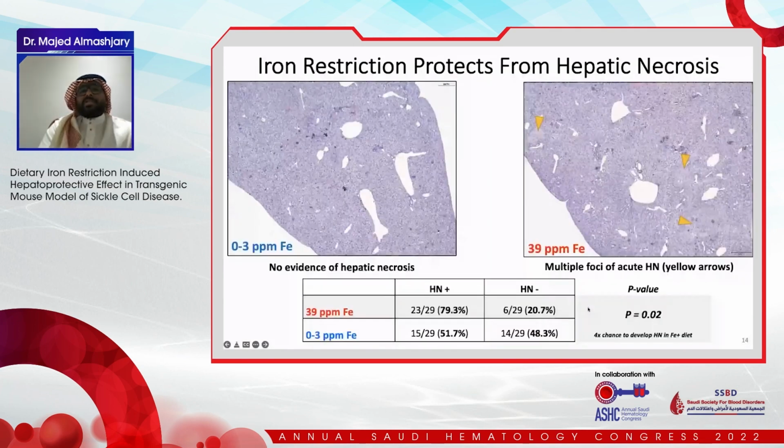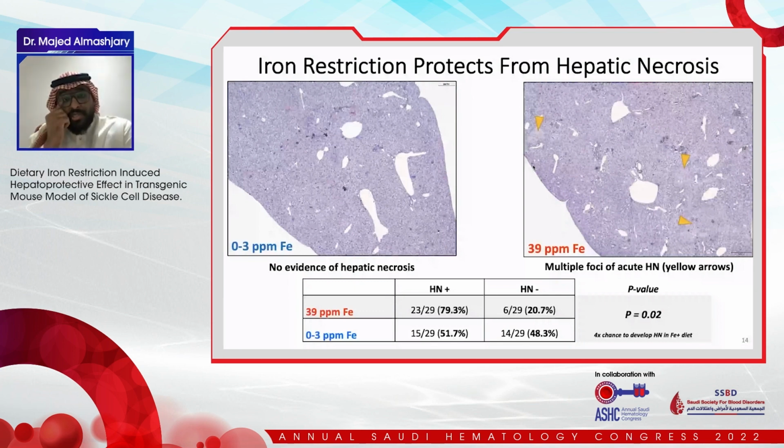One of the well-established features in this model, and also a known complication in sickle cell disease patients, is hepatic necrosis. And this is a liver cross-section on the left from a mouse on the iron-restricted diet. It shows no evidence of hepatic necrosis, although we appreciate that there's an inflammatory response in the background. But on the other side is a liver cross-section from a mouse on the iron-sufficient diet. And the yellow arrow here is pointing out the multiple foci of hepatic necrosis.